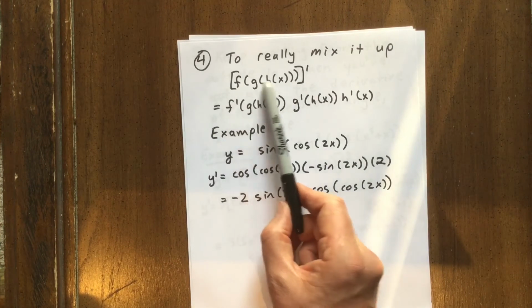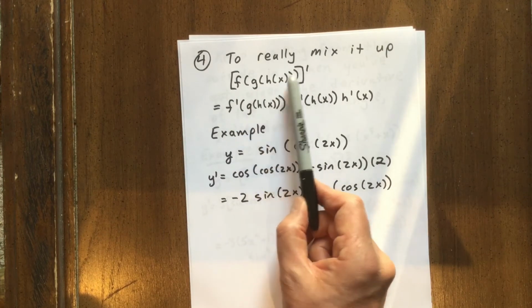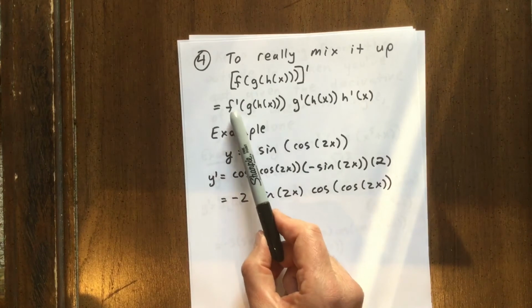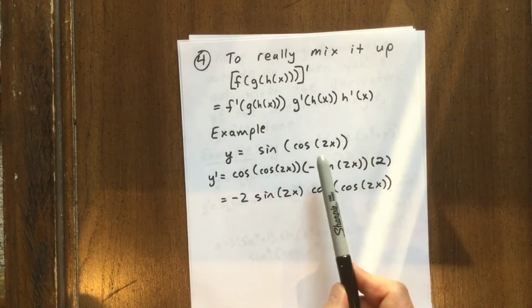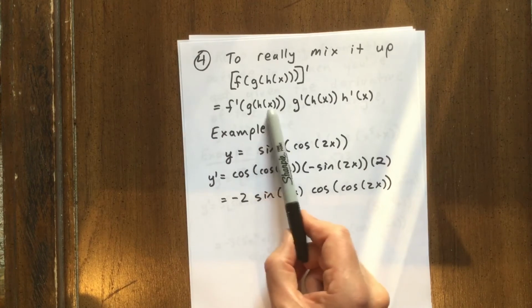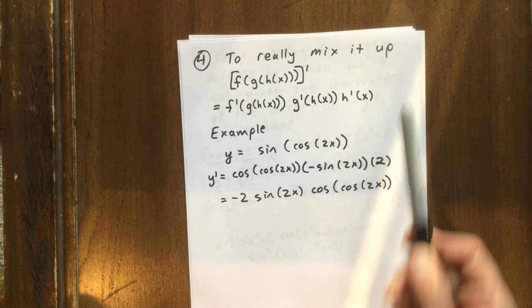So in other words, block prime, f of a function prime is f prime of that function times the derivative of that function. Well, in this case, it's a composite function, so the derivative of it is g prime h of x, h prime x.